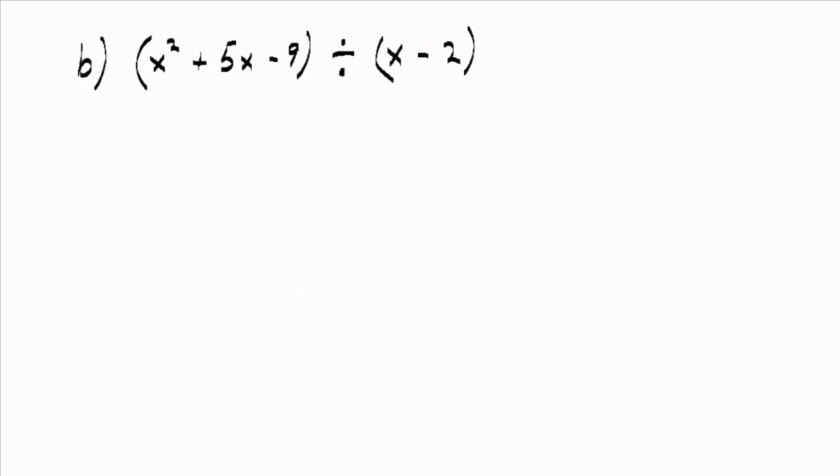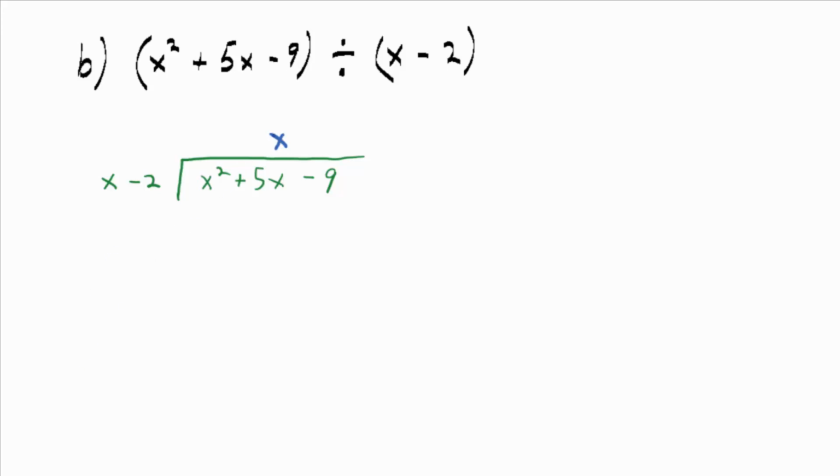Okay, set up the division garage, x minus 2 in the driveway, x squared plus 5x minus 9 inside the garage. So we're dividing, I forgot to say, but we're dividing x squared plus 5x minus 9 by the quantity x minus 2. You guys tell me, what's the first step in the process? What can I multiply this x by in the x minus 2 to get this x squared inside the garage? And the answer is x.